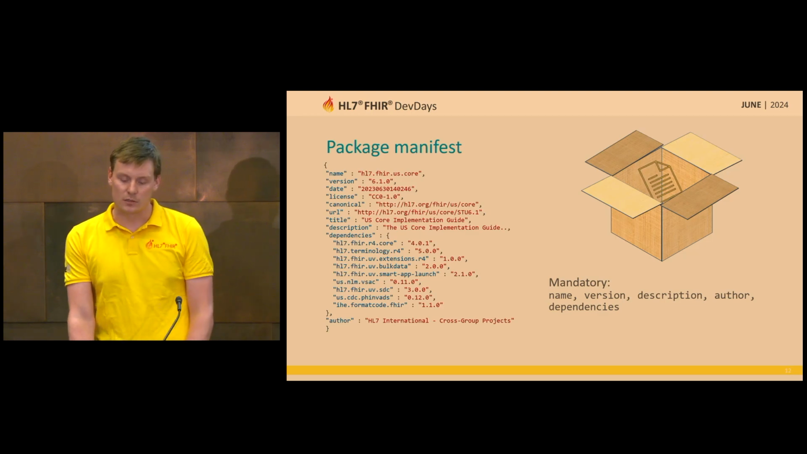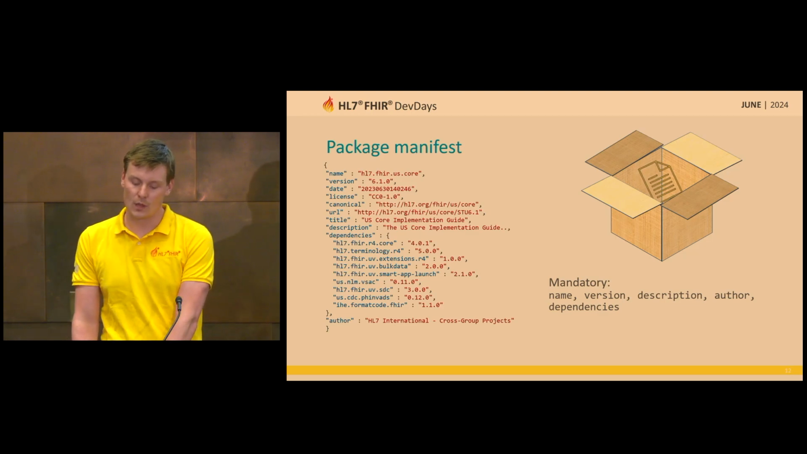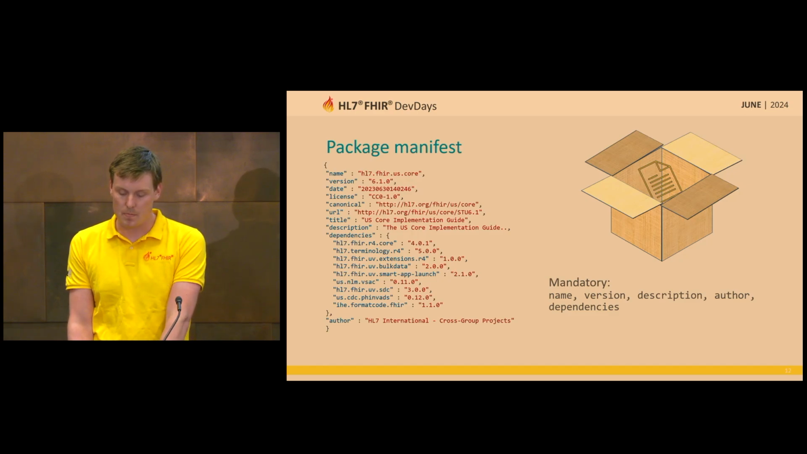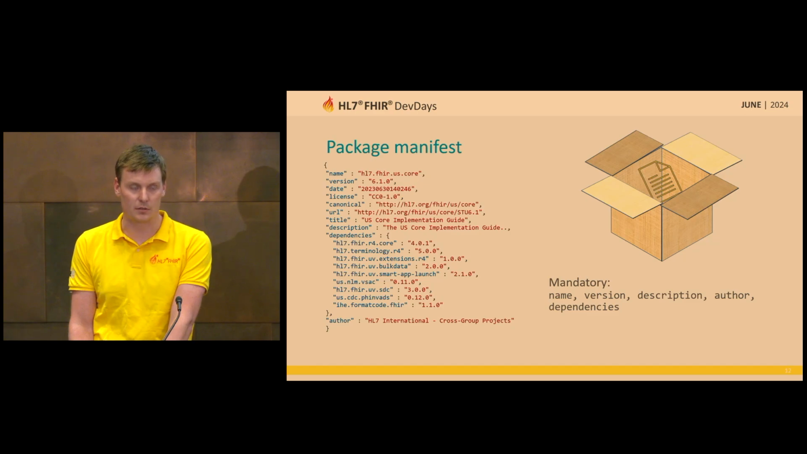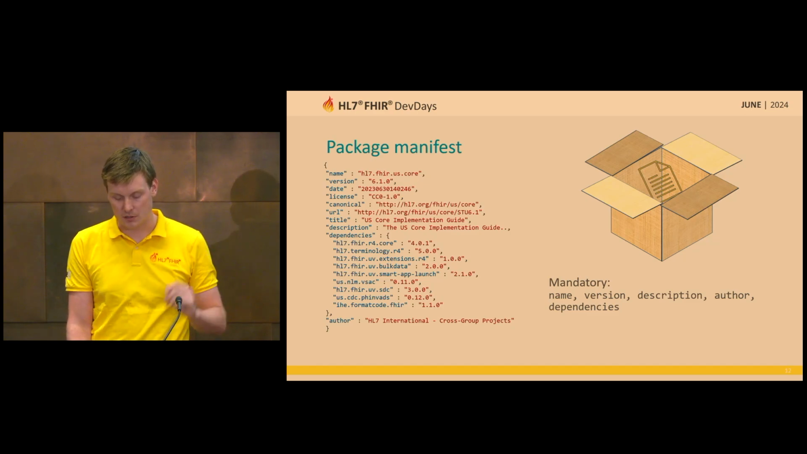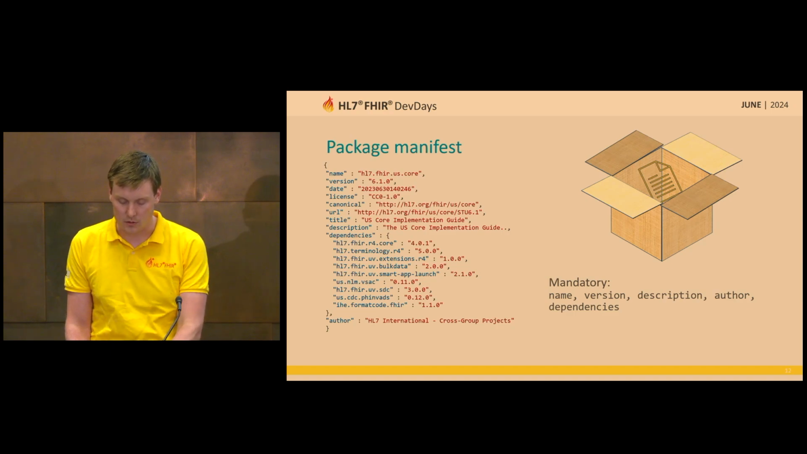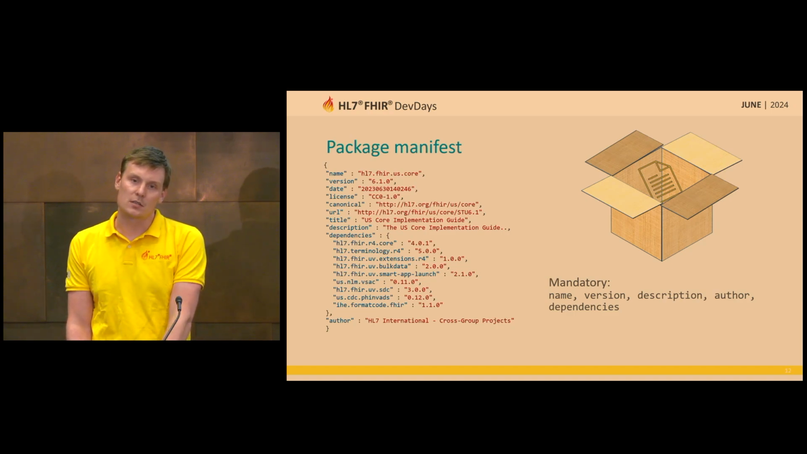This is what a package manifest looks like. It always contains a name, a version, a description, an author, and dependencies. The one single dependency that you always have to add is which version of FHIR you're using. That will be the first one here in this picture, though it doesn't have to be the first one because it isn't ordered or anything. In this case, this package has a dependency on hl7.fhir.r4.core, version 4.0.1, and that's basically saying that this is an R4 FHIR package.